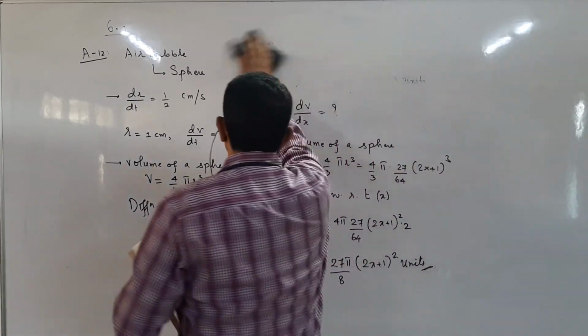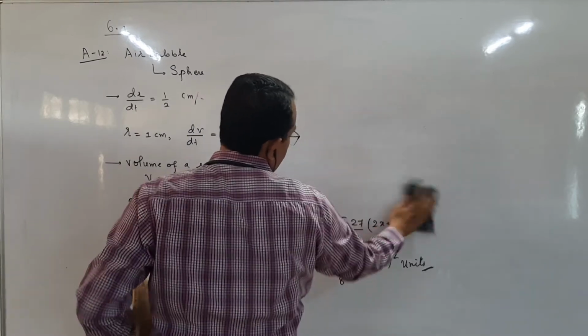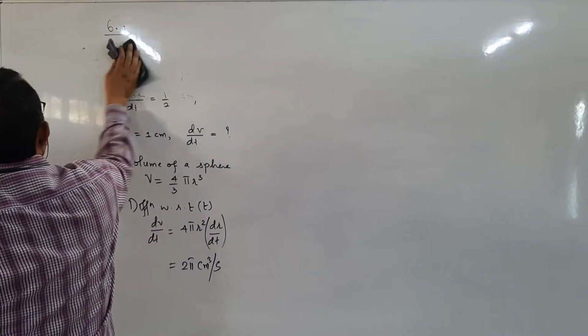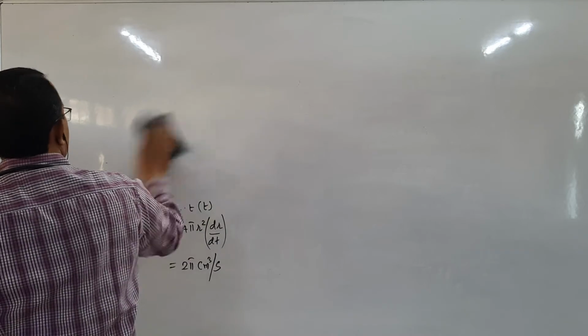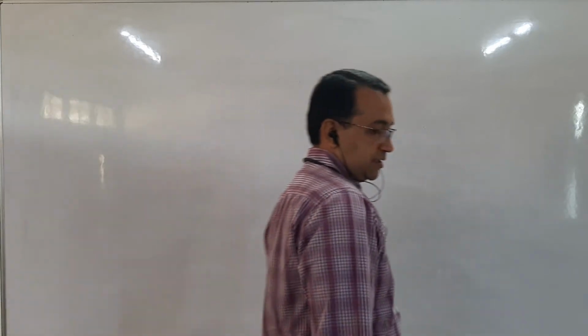Okay, students. Now we go for sum number 14. Okay, students, now exercise 6.1. Students, we are doing sum number 14. Let us read the question. Sand is pouring from a pipe at the rate of 12 centimeter cube per second.